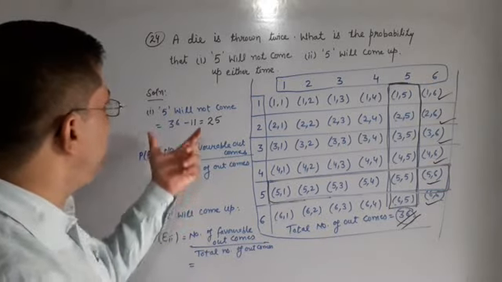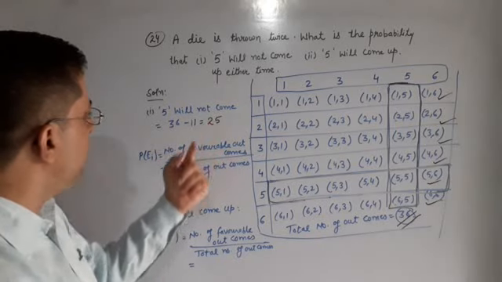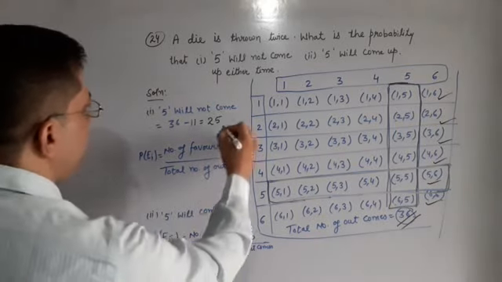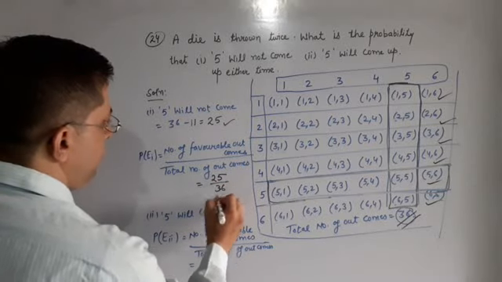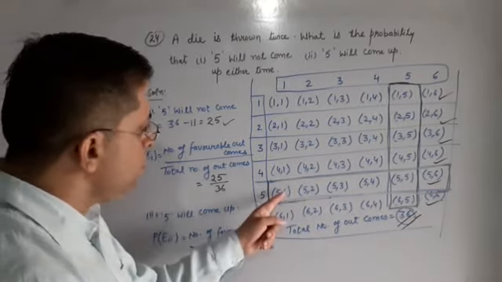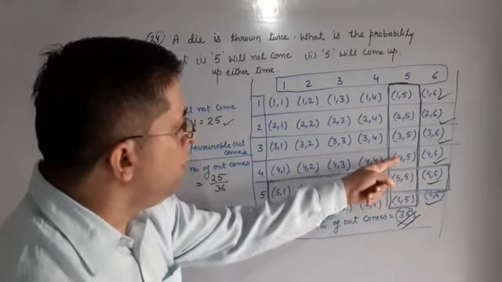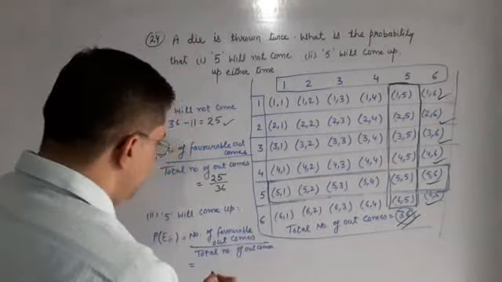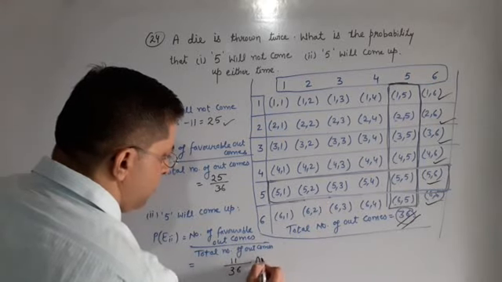Okay, then what will be the probability? 5 will not come probability. Number of favorable outcomes for not coming and total number of outcomes. Favorable outcomes are 25. 25 upon 36. Then 5, how many times 5 is coming? 1, 2, 3, 4, 5, 6, 7, then 8, 9, 10, 11. So this is 11 upon 36. This is your answer.